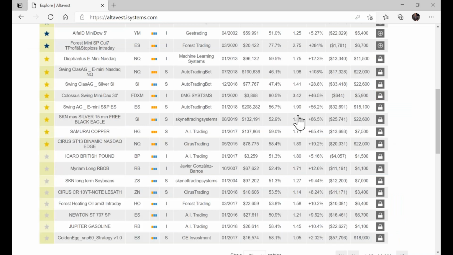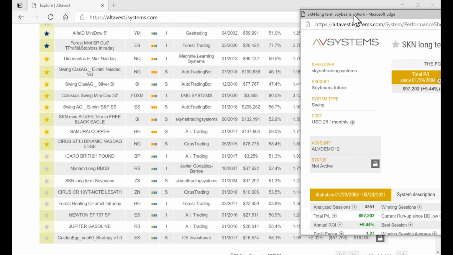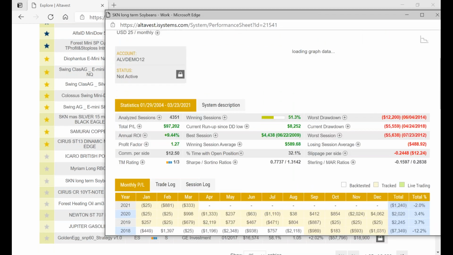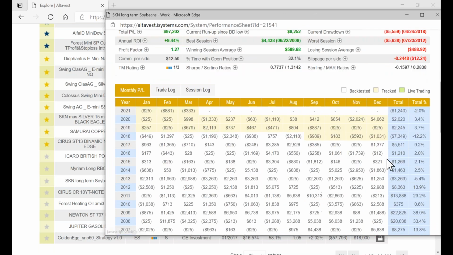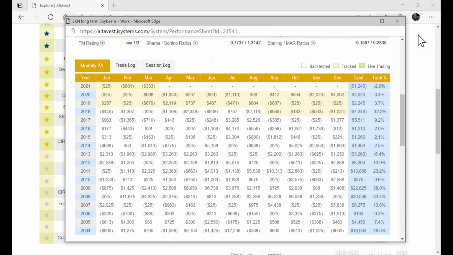You can click on any one of them. Just click on a soybean system, for example. And you can see this one has a lot of back testing, and it's been on the platform, and it's really kind of going sideways. Not a whole lot of progress on that one.